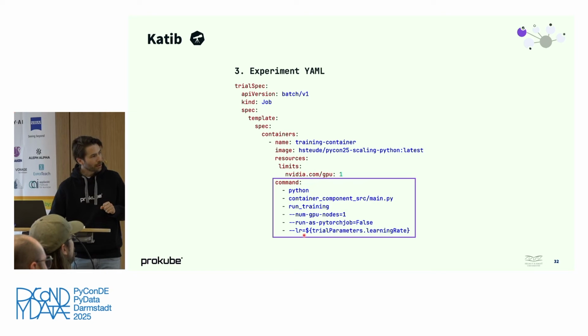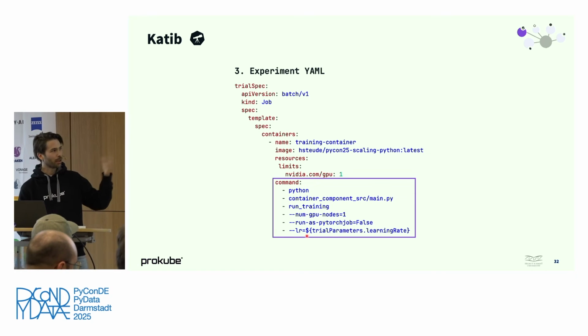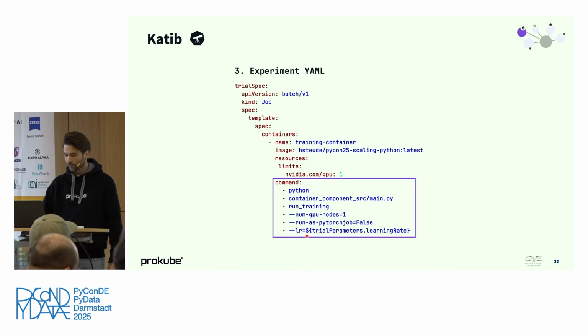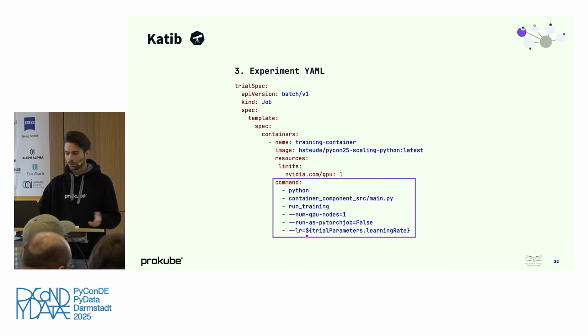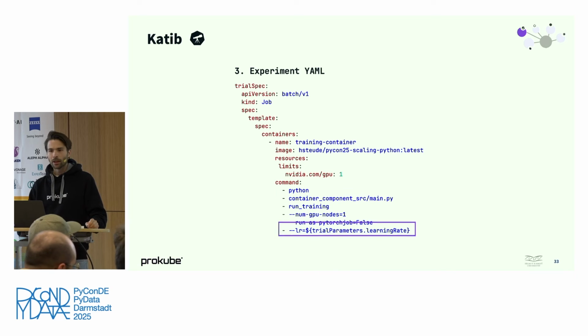And here you see the learning rate, and most importantly, that's managed by Katib itself, so the value will be set by the hyperparameter tuning tool here. And accordingly, it will do it for all the other parameters. Again, more emphasis on the learning rate.